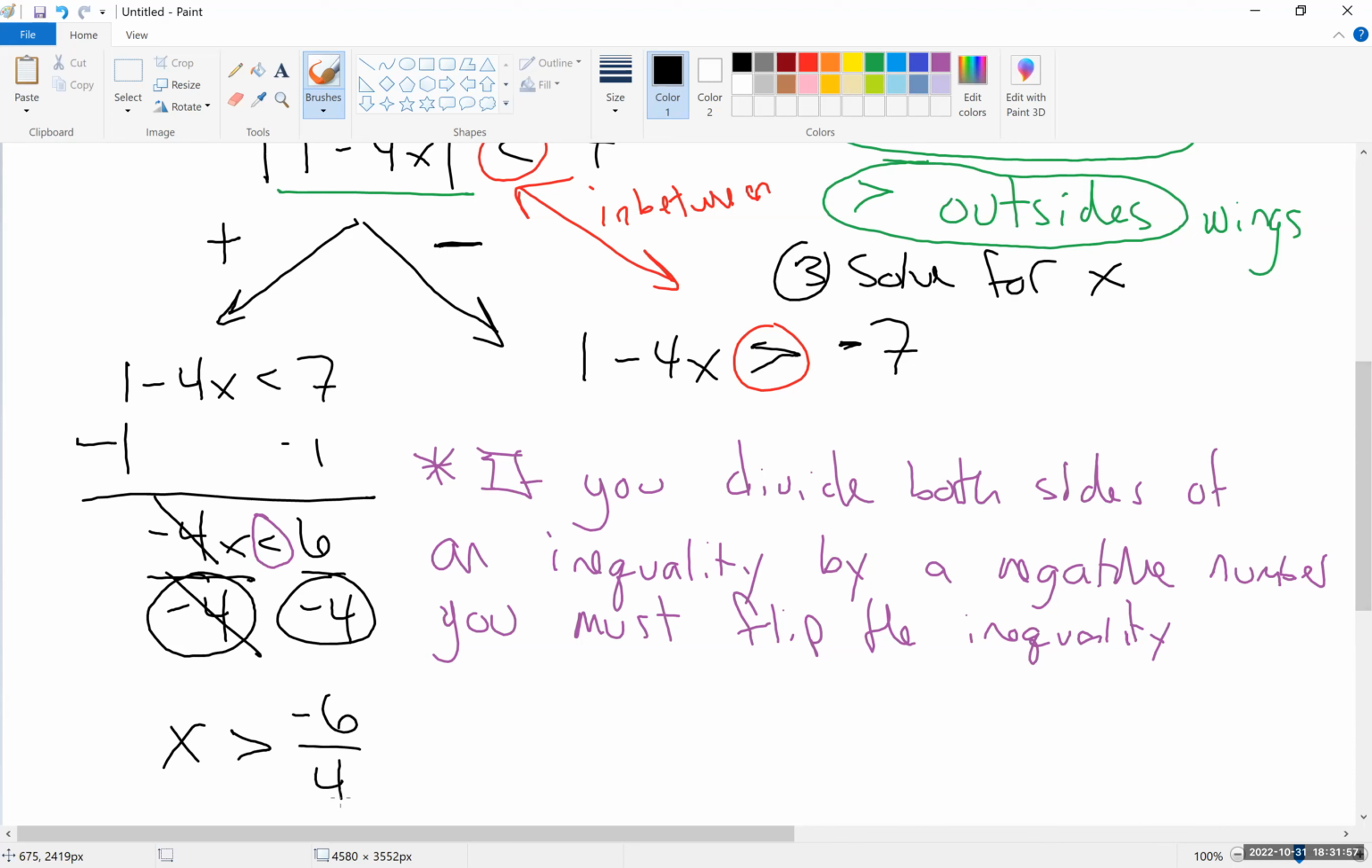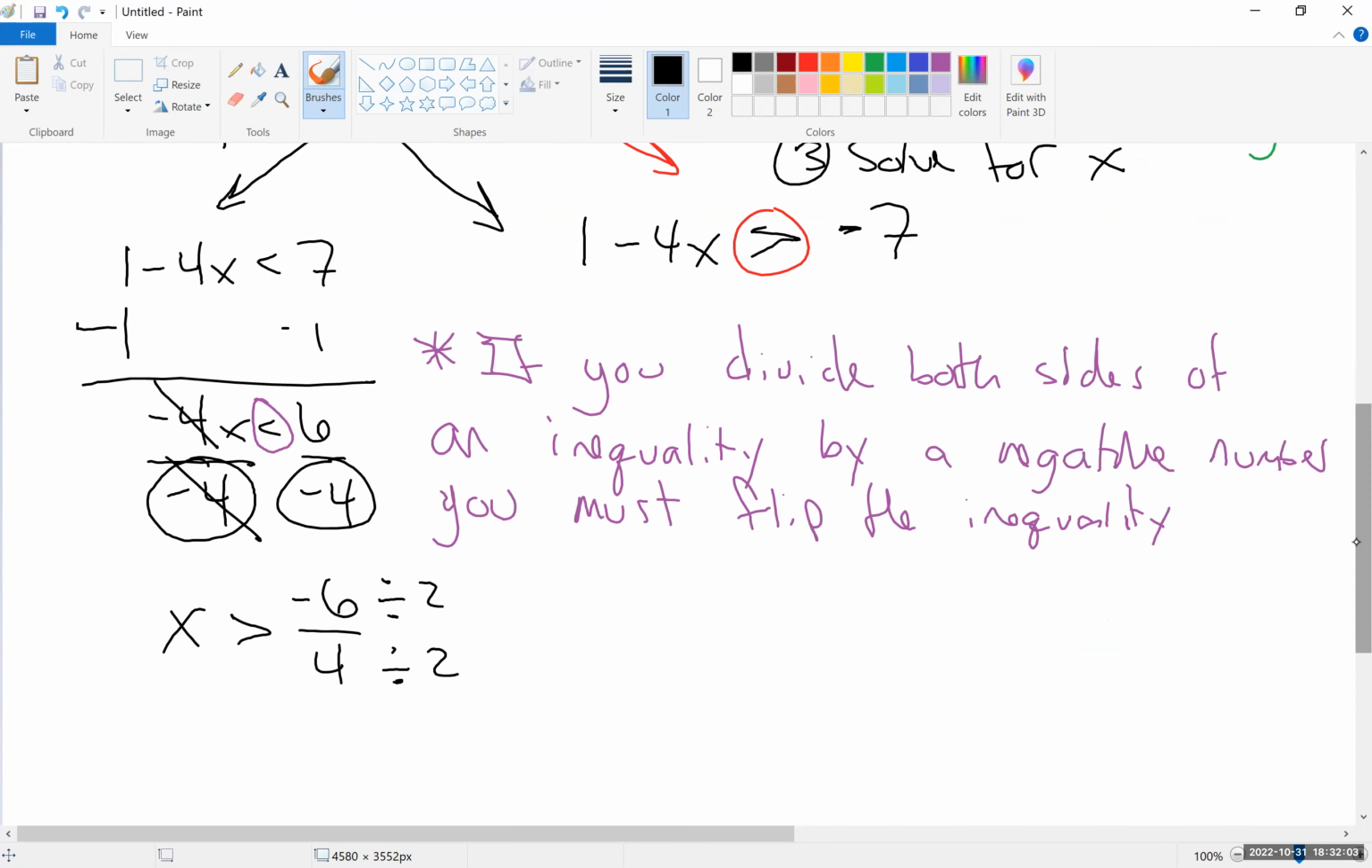Now what we need to do is reduce the fraction. So we need to divide top and bottom by 2 to reduce the fraction, which is going to give us x is greater than negative 3/2. That's one part of our solution.